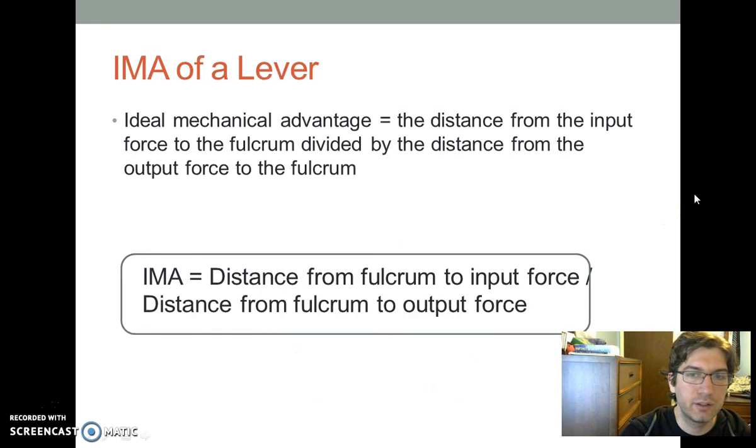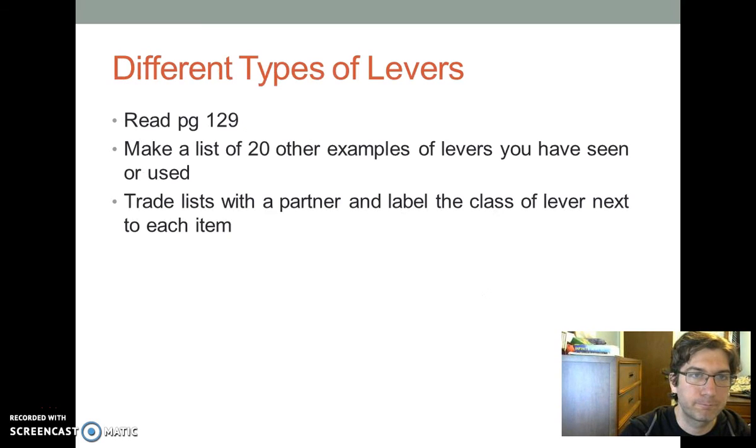But the IMA of a lever is just going to be the distance from the fulcrum of the input force divided by the distance from the fulcrum of the output force. So our output force will be where our load is as well. That's a pretty simple formula as well. If you look on page 129 in your book, it goes into detail on the 3 different types of levers.